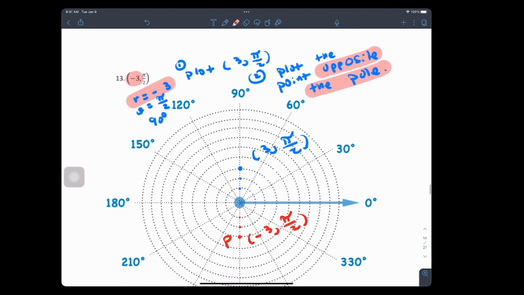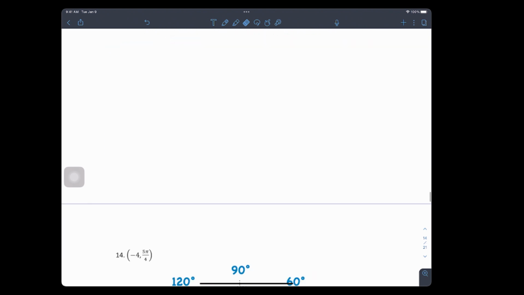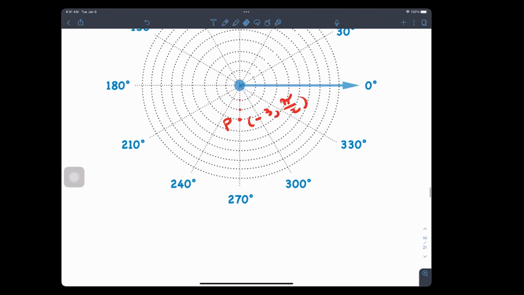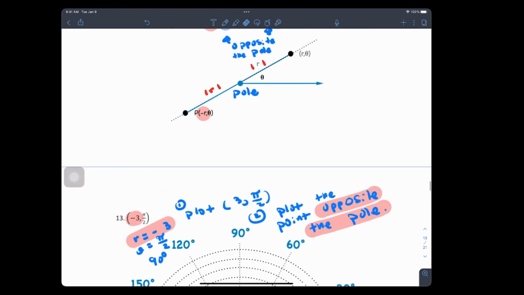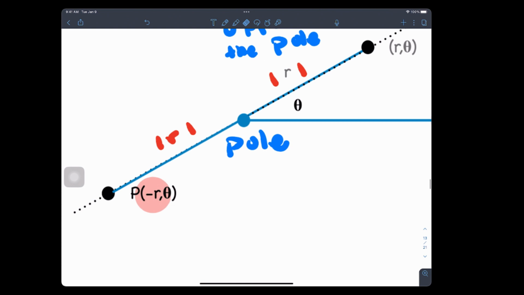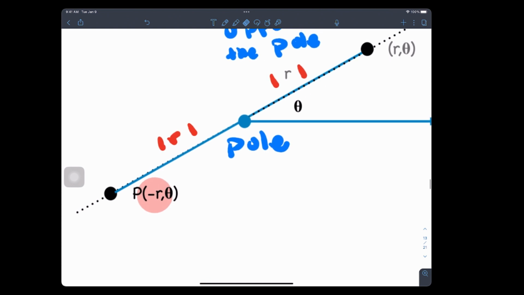What do you guys think? Isn't it still pretty simple? And of course, you don't really need this, so you know you don't need that part. There it is. All right. What's that? No, you're plotting opposite the what? The pole.